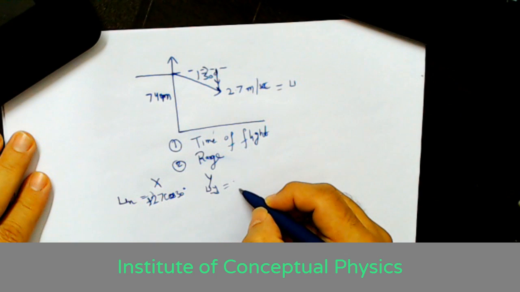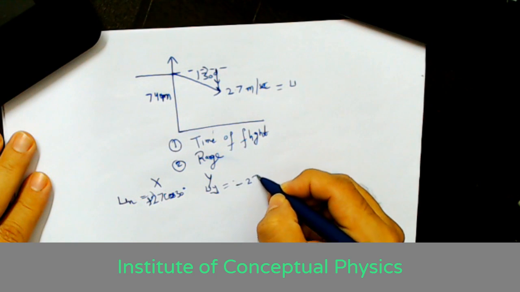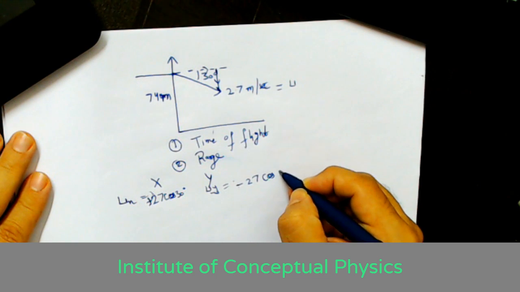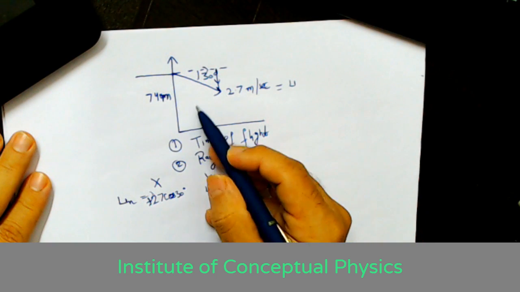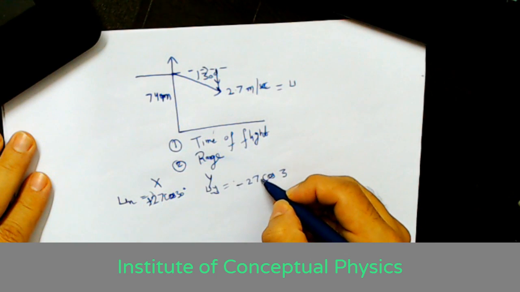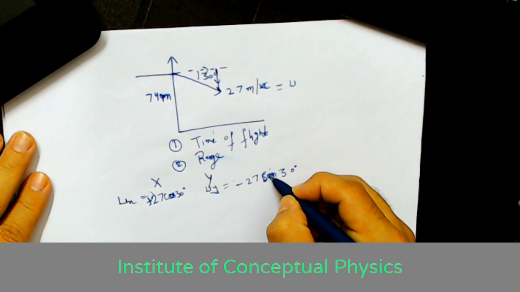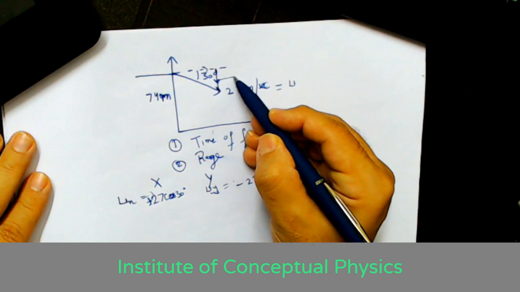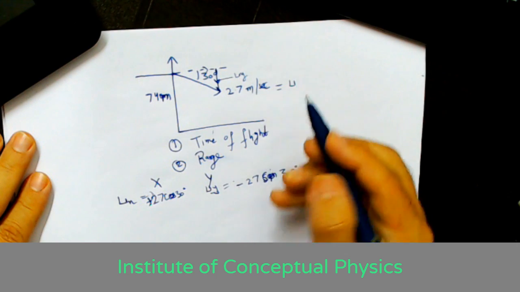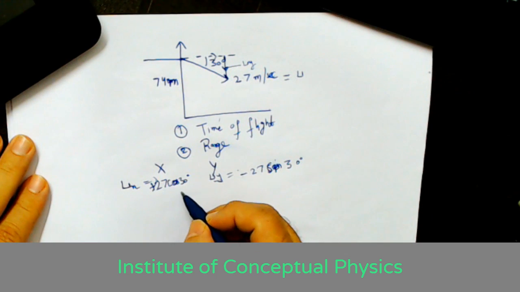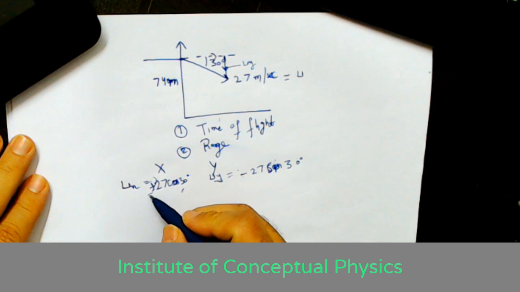So you put a minus sign here, and this is minus 27, and this is opposite of, so this will be sine of 30 degrees. This particular component is uy. And you just start off with your motion, and this is cos 30 degrees, and this is your 27. So this is the way you start your motion.